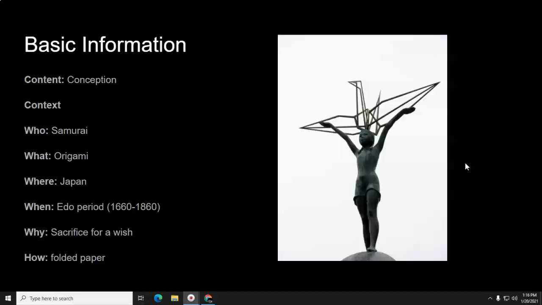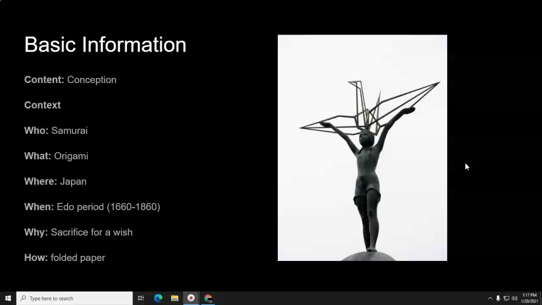The context, the who we are talking about, are the samurai. The what we're focusing on studio-wise is origami. The where we are in the world is Japan. The when, the time period we're studying and really focusing on, is the Edo period of Japan, which was about 1660 to 1860.